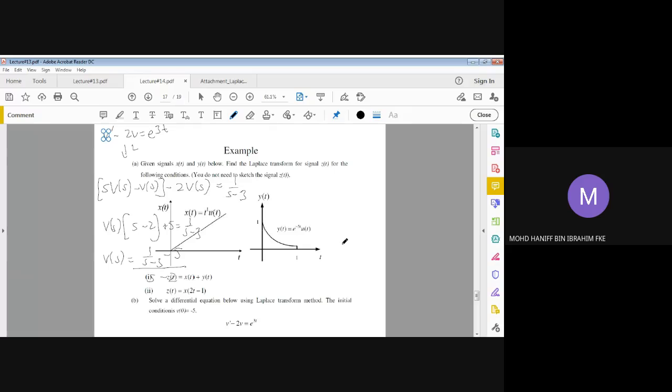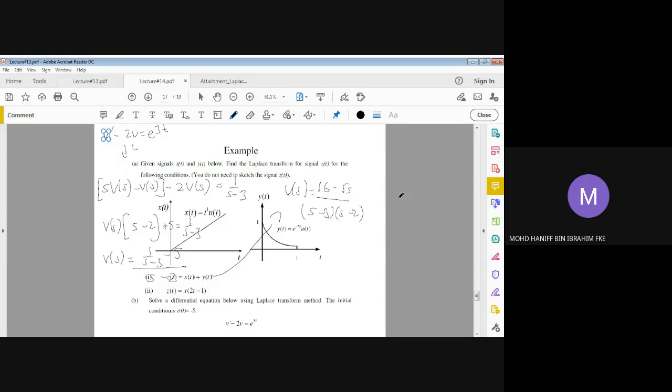Okay, so I'm going to bring it here, and your V(s) can be further written as 16 minus 5s divided by s minus 3, and s minus 2. That should be your V(s) in terms of the s domain.